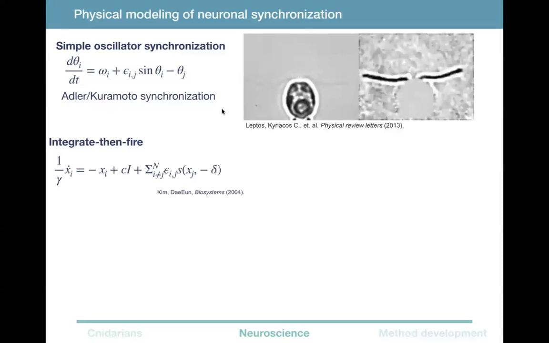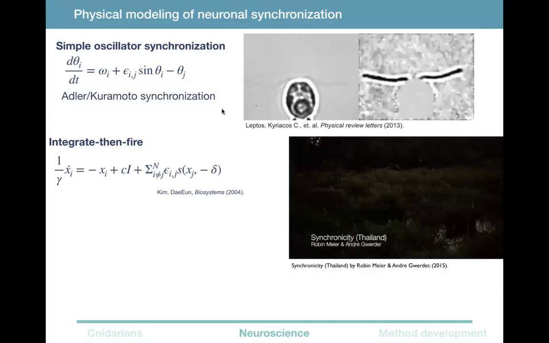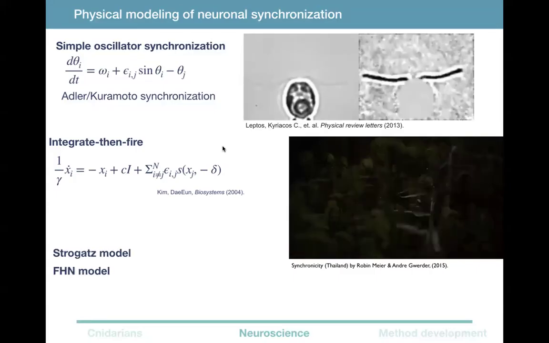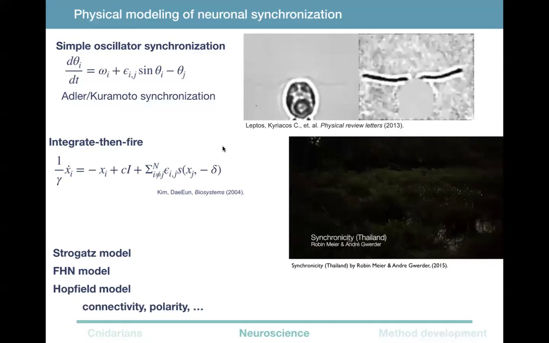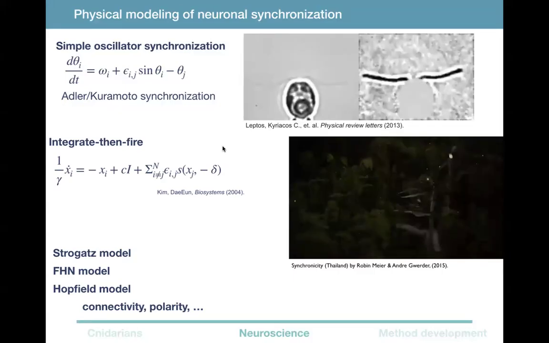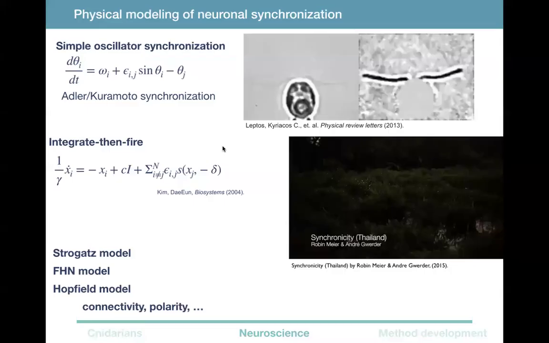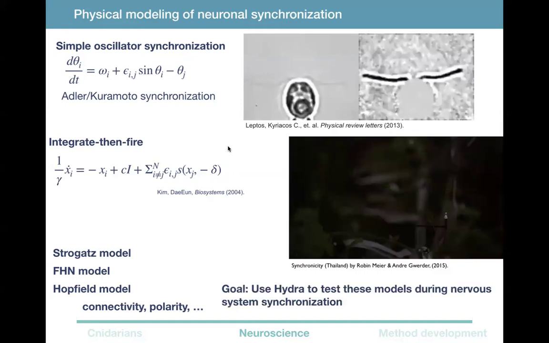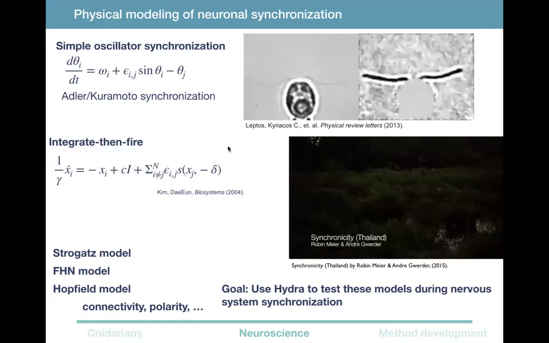So, no problem. There are lots of models that exist that are used to describe things like synchronization of firefly flashing. You may say, well, that's not enough. You need something like Strogatz or the FHN model or the Hopfield model, or maybe you need to consider connectivity or polarity of the neurons, or all sorts of other things. The point being that there are lots and lots of synchronization models, but there's not a lot of experimental data where we're watching large groups of neurons synchronize together and testing these models. And so that's really the goal, to use Hydra to test these sorts of models.